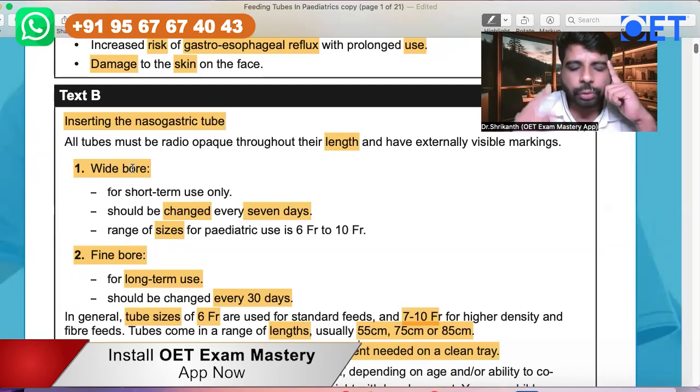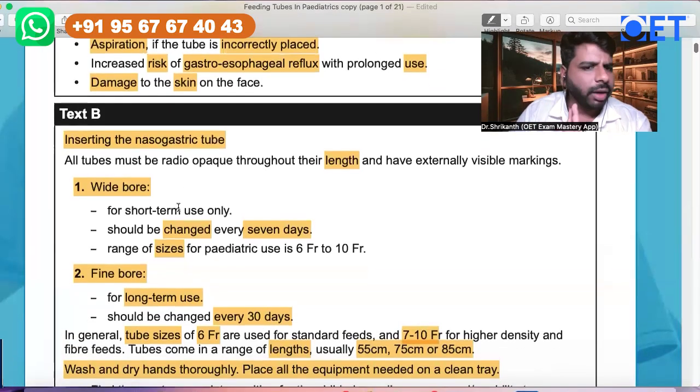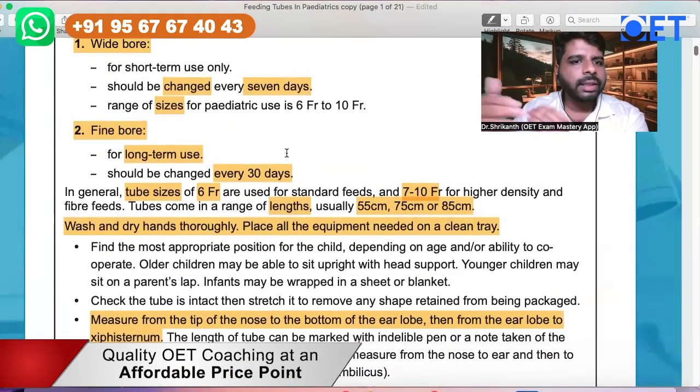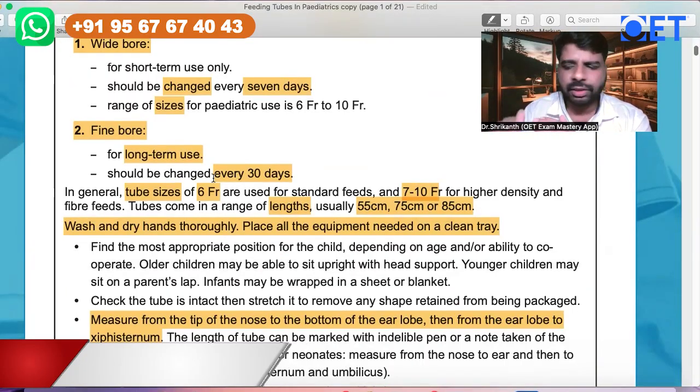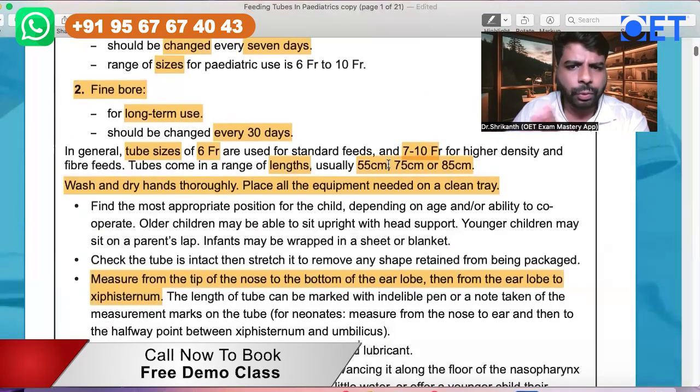Okay, so you must train yourself. Here you must go through all those measures. Okay, whiteboard for short term use. Okay, should be changed every 7 days. Ranges, no. So this is how you should scan. That skill you need to develop. Fine board for long term use. Nothing related to application, external usage, there. Tube size is 6, 7, okay, we have tubes, 55 centimeters. This is how you should go. This is what we call scanning and skimming.